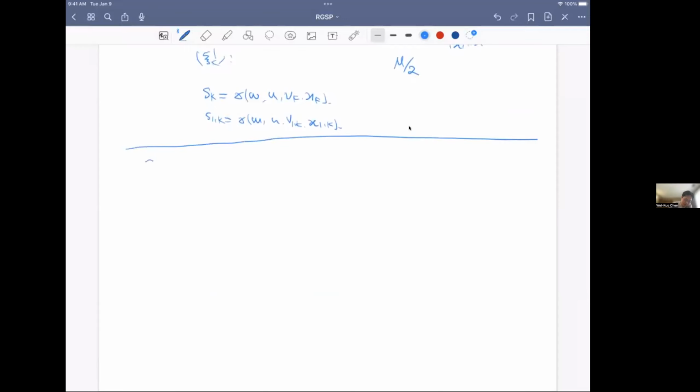Okay, so the second case is alpha between 0 and 1.